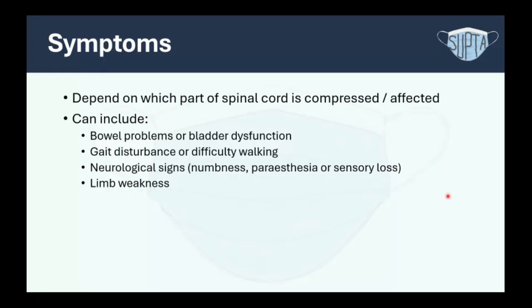So if it's higher up, you can imagine the arms and legs will be affected. Whereas if it's lower down near the midline, then only the legs will be affected and the arms will be spared. You can get gait disturbance, difficulty walking, and you can get neurological signs, so numbness, paresthesia, sensory loss, or limb weakness as well.